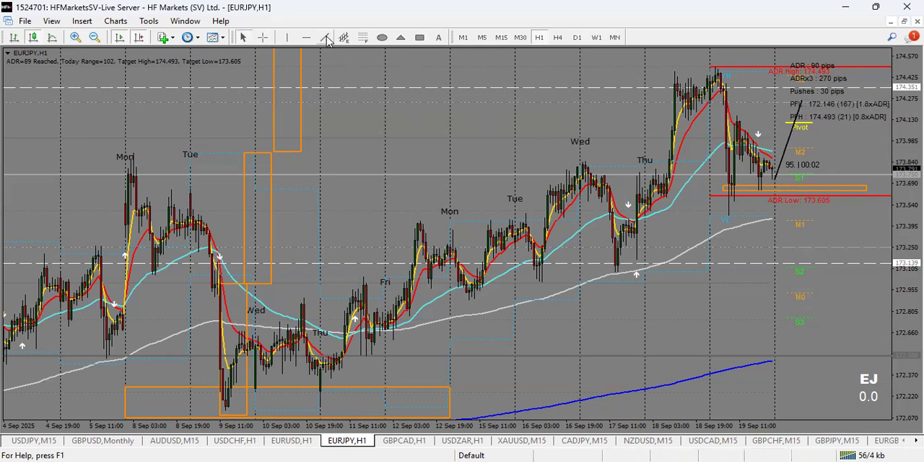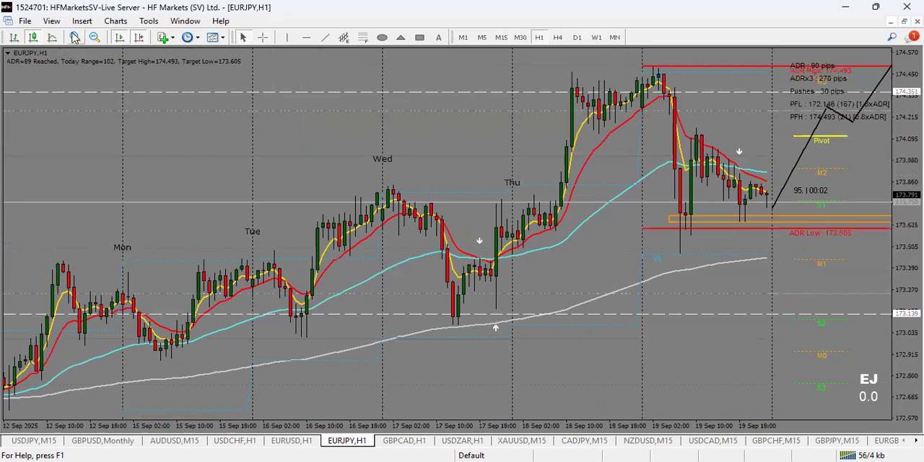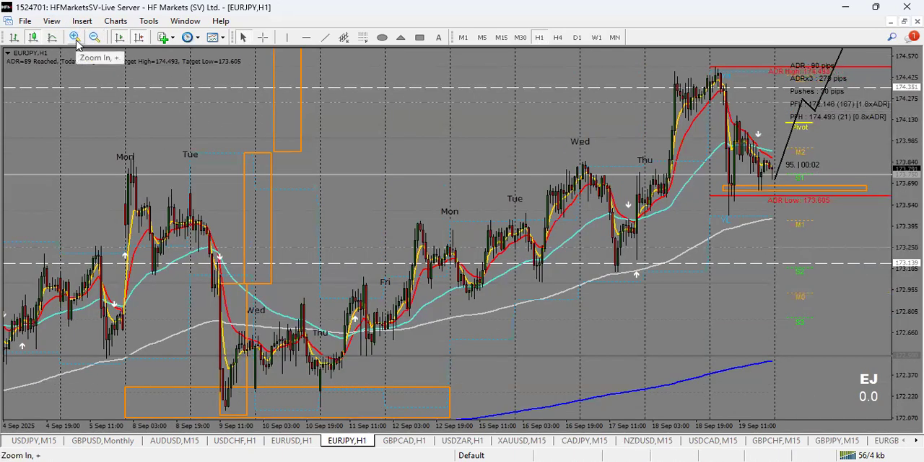So what will happen here is price would move three small levels to complete the 3 times ADR and then form a very good peak for us to take for a sell. So that is what I am expecting on EURJPY.